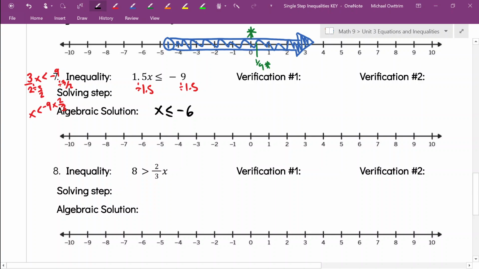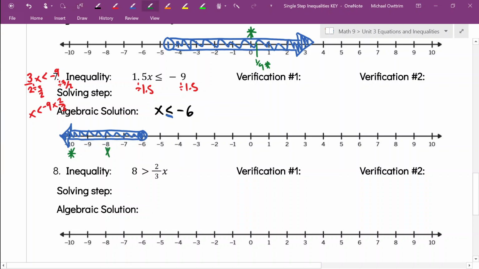Okay, so let's go ahead and put our closed dot at negative 6, since we are allowed to be equal to negative 6. And we want x to be less than that, so we're going to be going left from that negative 6. And these are all our solutions here. So again, check 2 points in here. So I'm going to check negative 7 and negative 10.